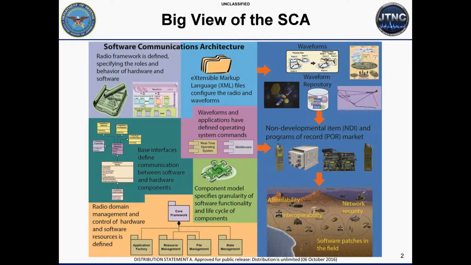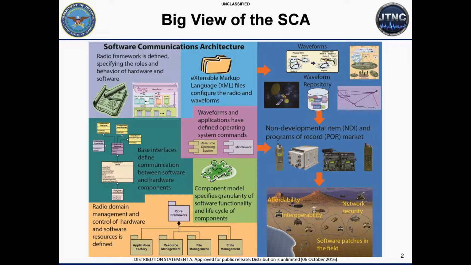Now we're going to discuss all of these items deeper in the brief, but it helps to have a big picture before we discuss the details. Starting in the upper left-hand corner, in the purple, the SCA is an architecture. It describes the basic components of the radio domain. It defines their behaviors and their relationship to the waveforms and to what we call the radio's operating environment, or the OE.